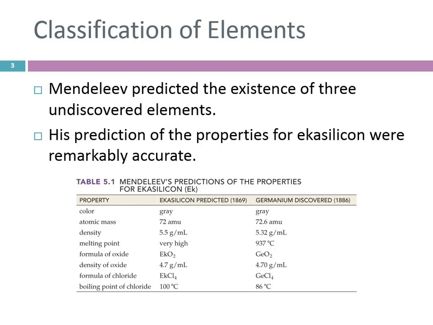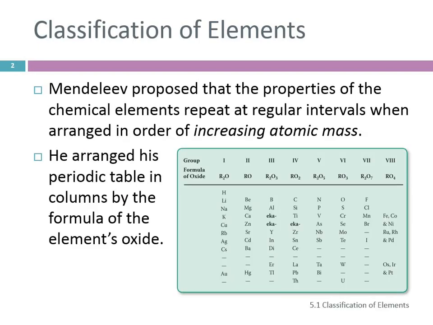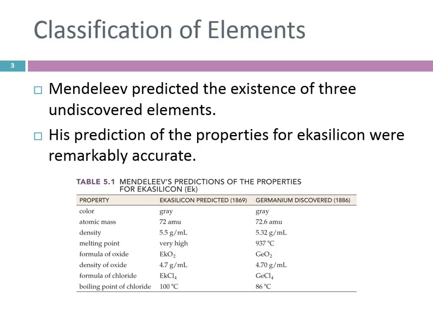He predicted the existence of 3 undiscovered elements. If we go back to his table here, you see some blanks, right? And these here, Eka, these are ones that he predicted would be discovered. And he not only predicted that they would be discovered, he predicted what their properties were based on the properties of the elements around them.